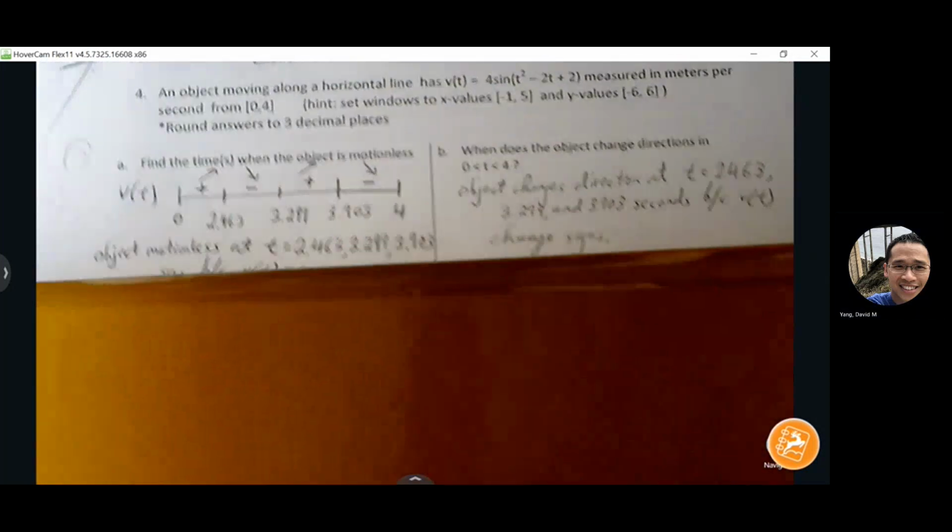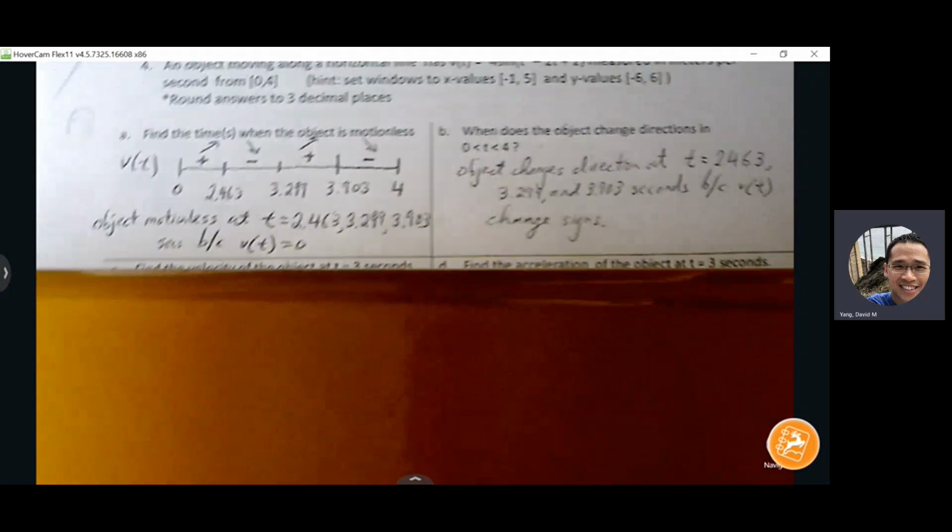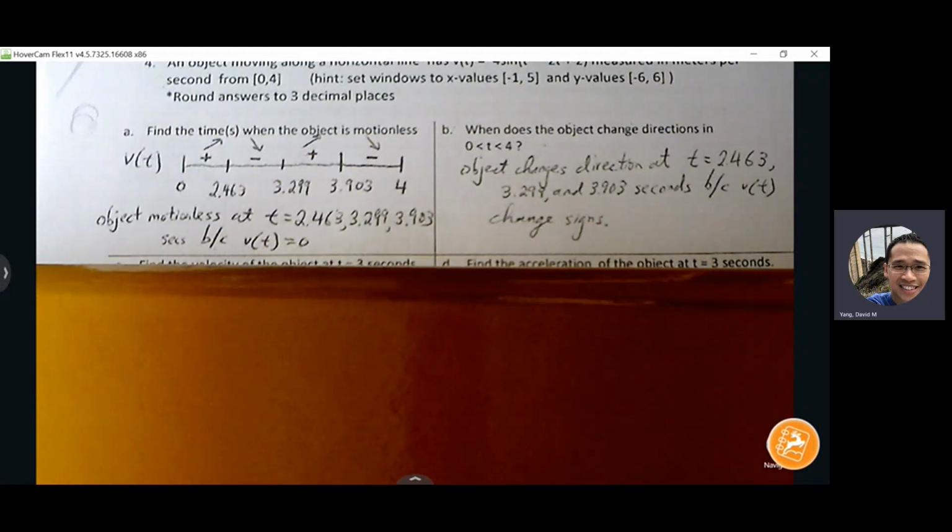Okay, so we're going to go ahead and fill out our A and B. We know where the object is motionless, and because of the sign line, we also know where the object changes direction because velocity changes signs.